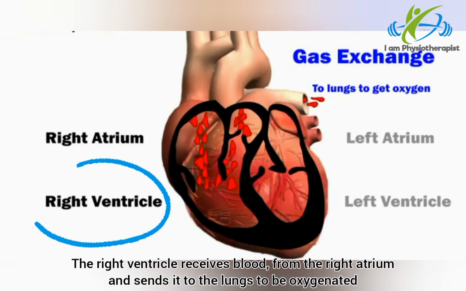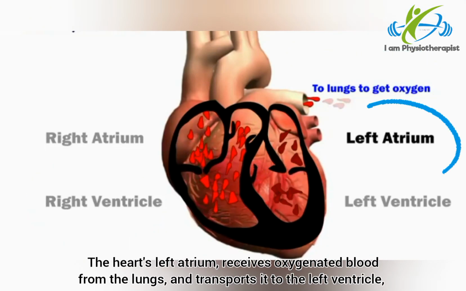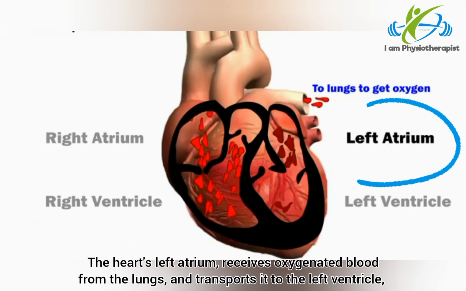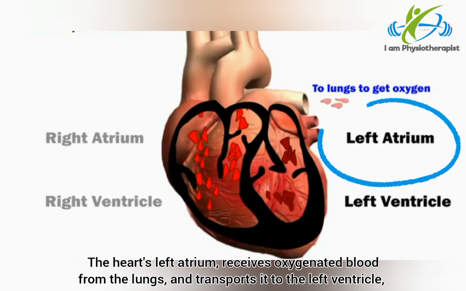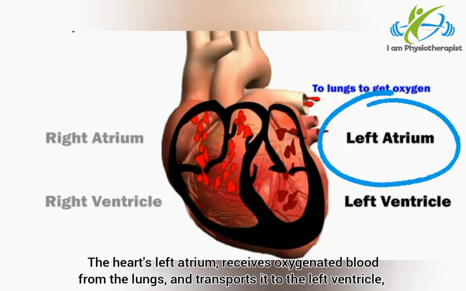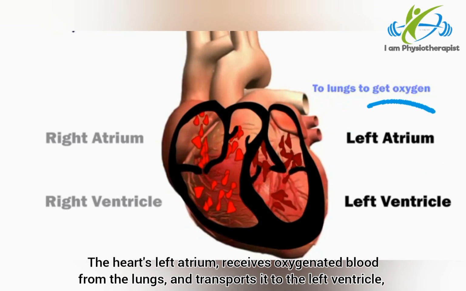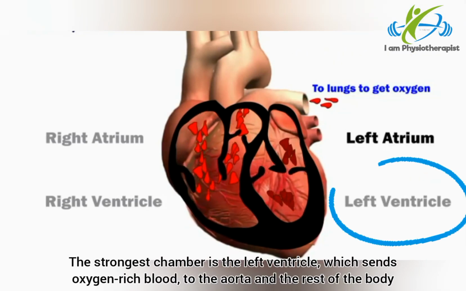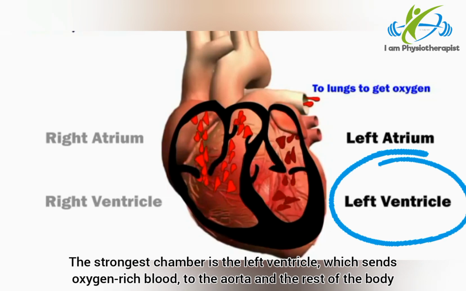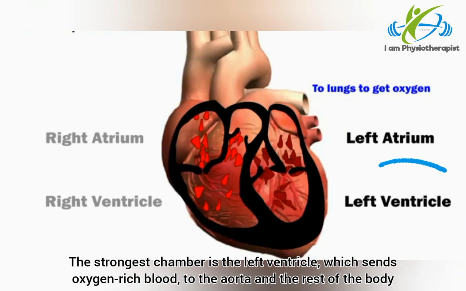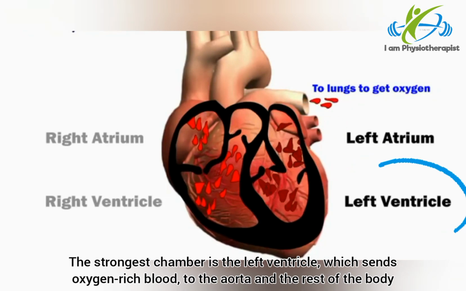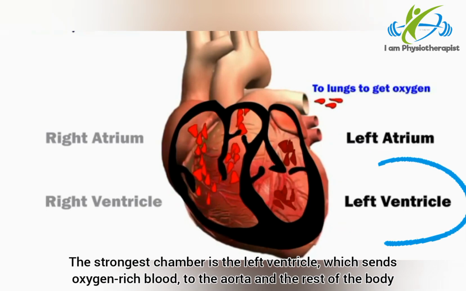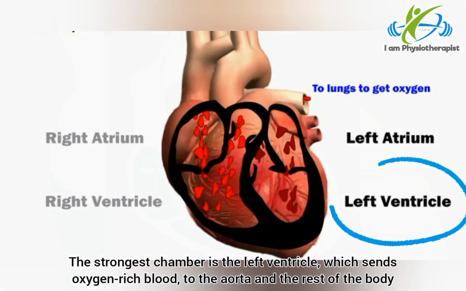The heart's left atrium receives oxygenated blood from the lungs and transports it to the left ventricle. The strongest chamber is the left ventricle, which sends oxygen-rich blood to the aorta and the rest of the body.